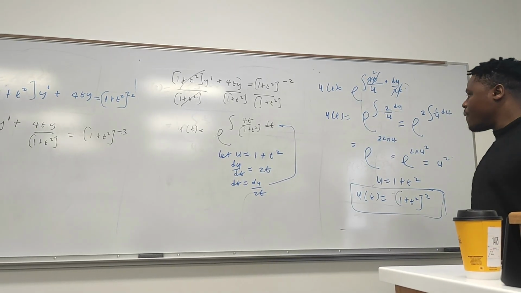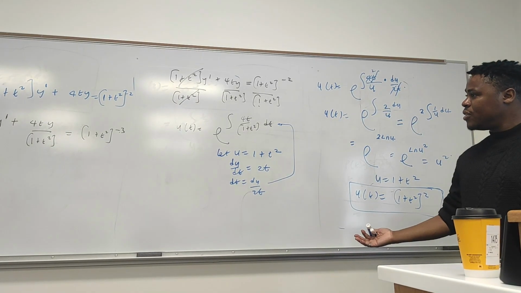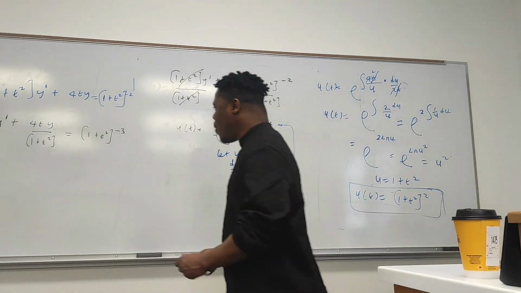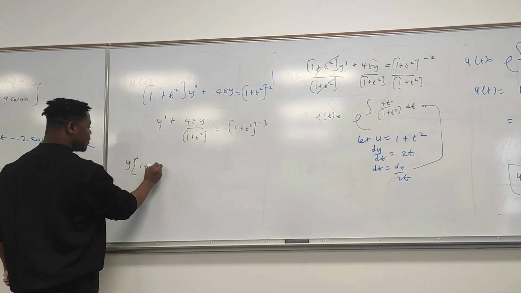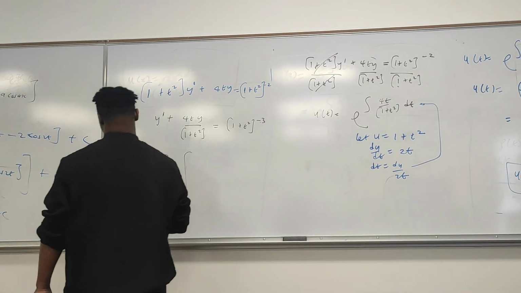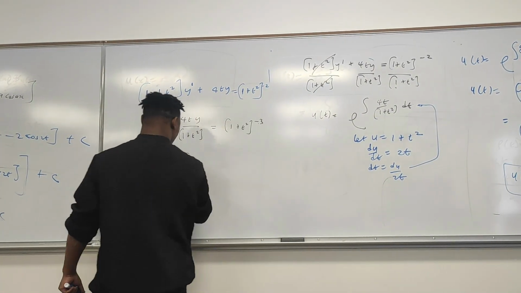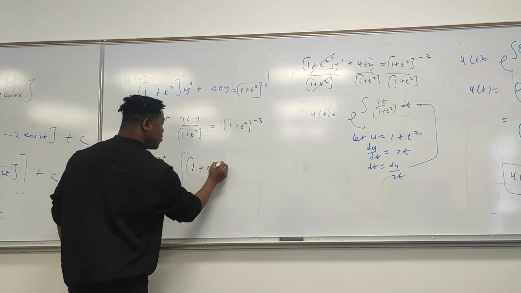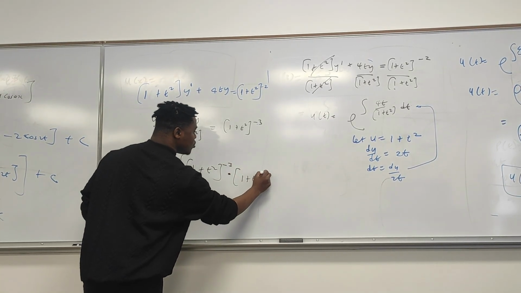So now we found our integrating factor, which is 50% of the solution. So now let's solve. Our y multiplied by the integrating factor is the integral of q of t, which is this guy here, 1 plus t squared to the negative 3, multiplied by 1 plus t squared to the 2, dt.